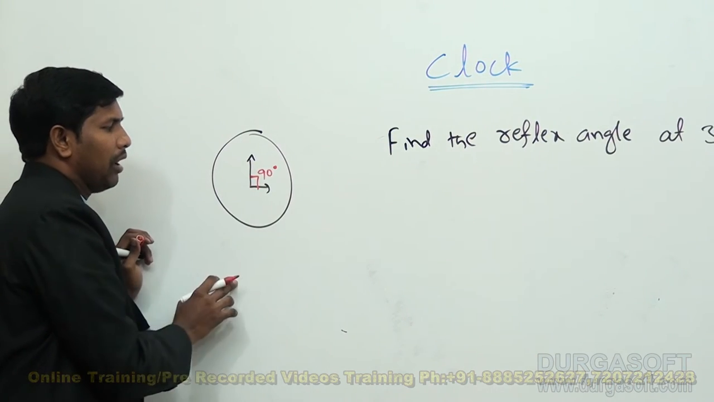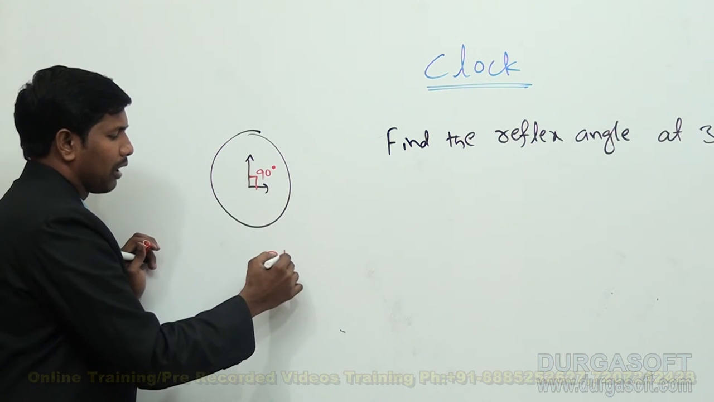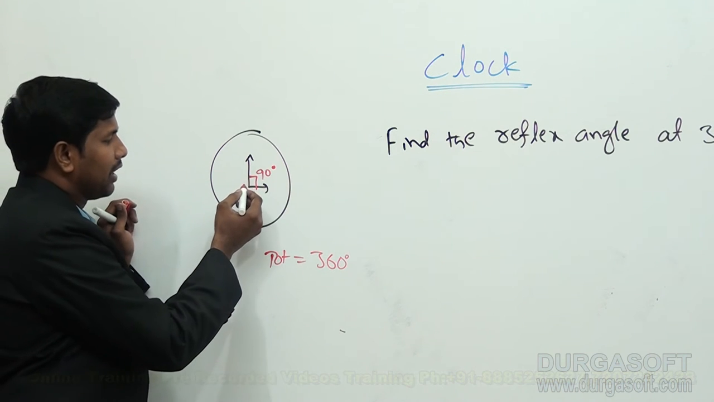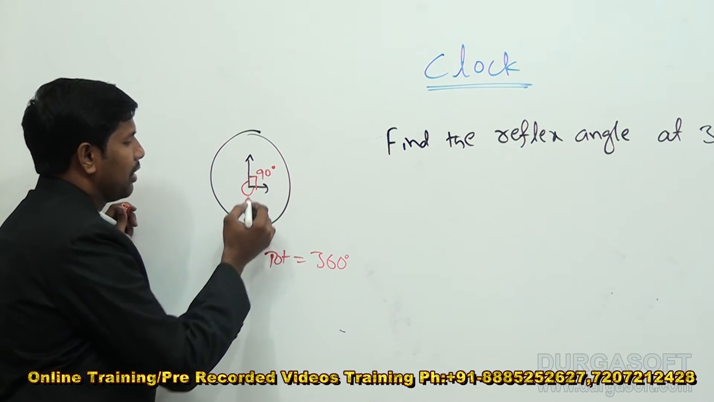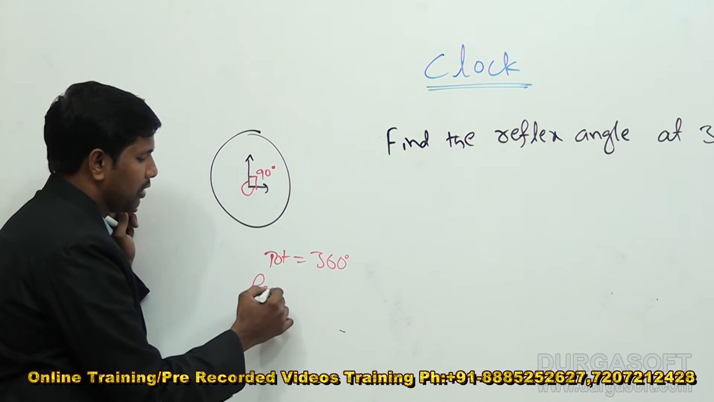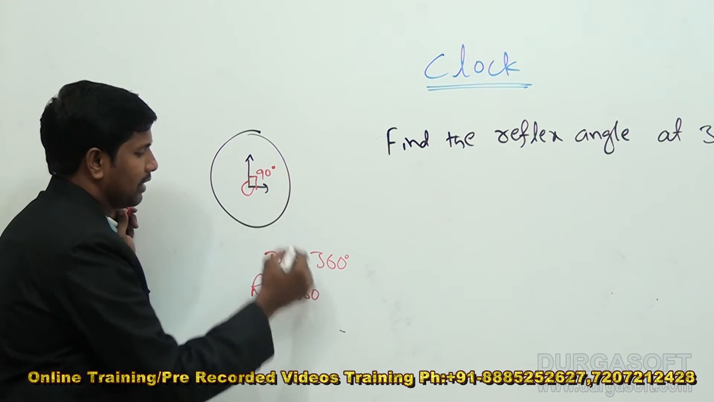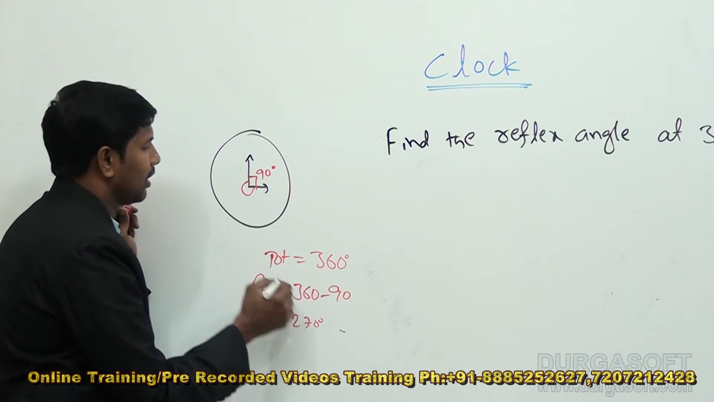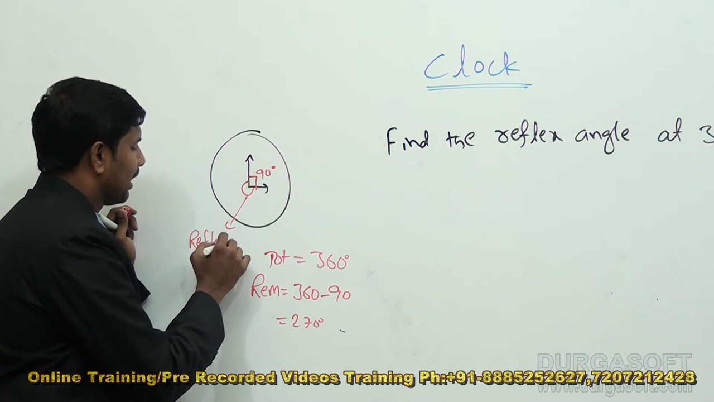So this part, we know that it is a circle, and the total value is 360 degrees. So when we take this part as 90, then the remaining value is equal to 360 minus this angle only, so that will get us 270 degrees. So this angle is called the reflex angle.